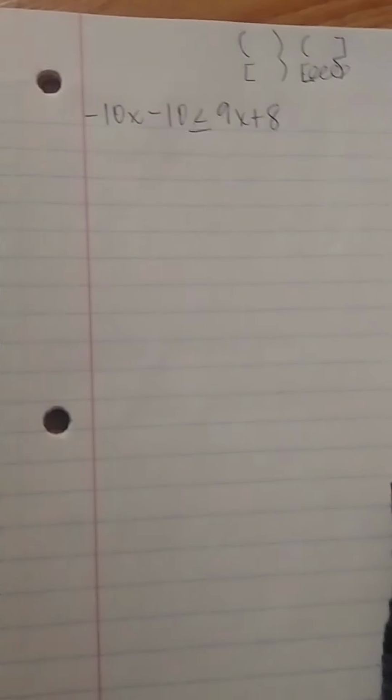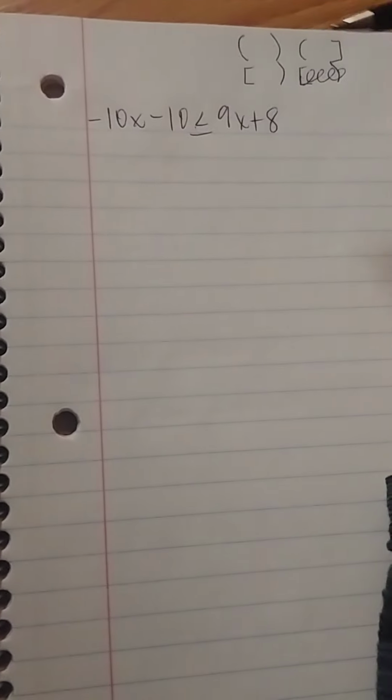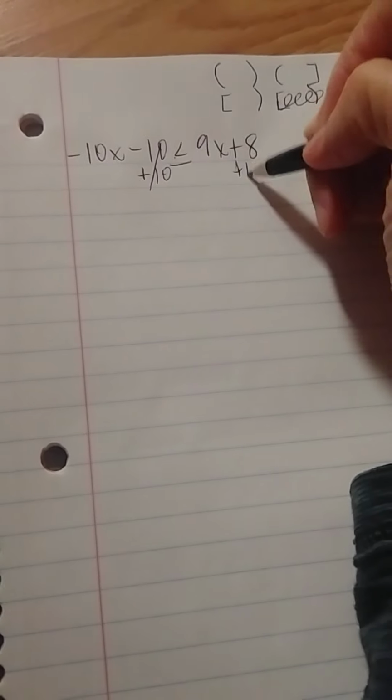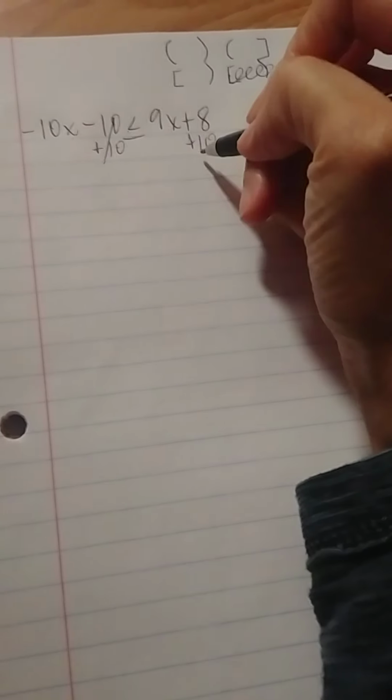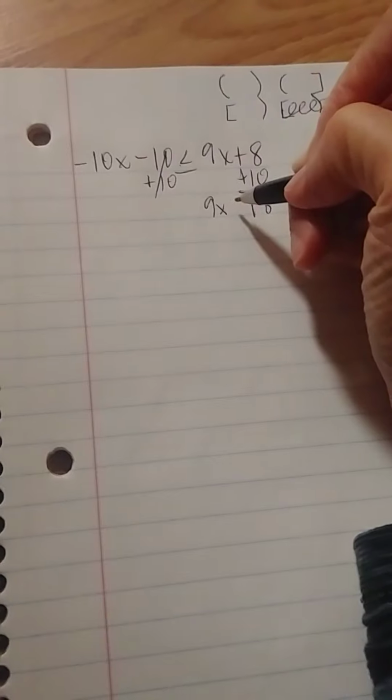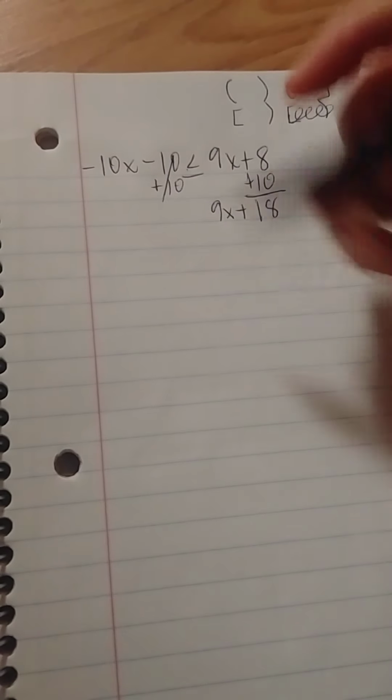So the first thing we want to do is get the x on one side and the number on the other side. So I'm going to start by canceling out my 10 and moving it to the right. So I'll add 10, and this will cancel. And I add 10 to this side because remember I'm trying to move 10 from this side to this one. So this is going to become 18. And then I'll bring down my 9x. This is positive 18, okay?